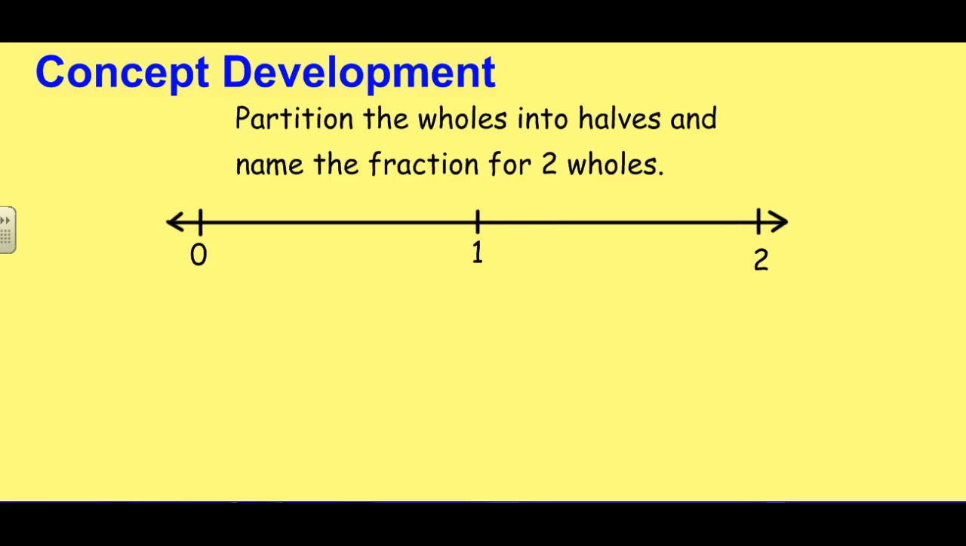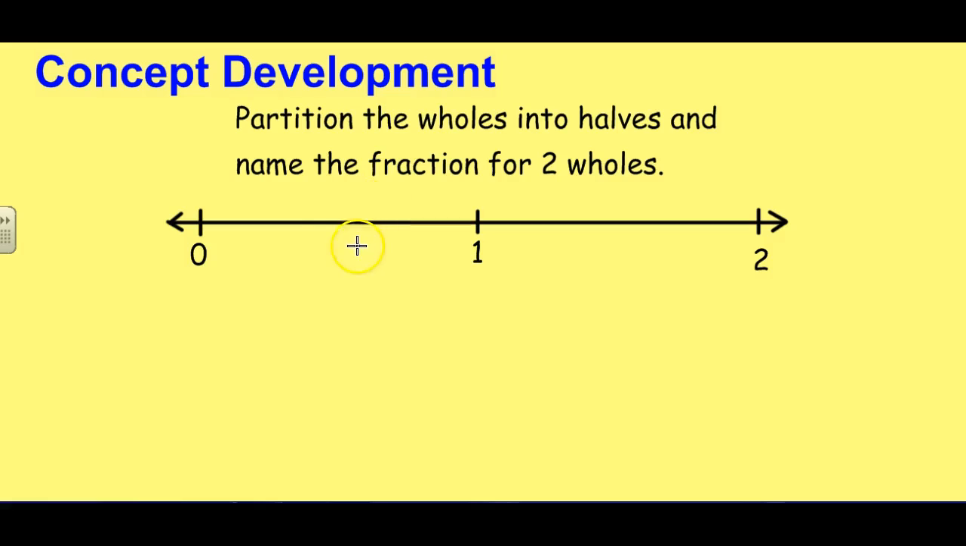Okay? Now we're going to look at this number line, and it says partition the wholes into halves. Well, when you're looking at the number line, you have to ask yourself how many wholes are there on this number line. And I see the whole number 1, and I see the whole number 2, and I see right now that there is one part and one part, so this is one whole and this is another whole. So there's actually 2 wholes on the number line, and we have to partition each whole into halves.